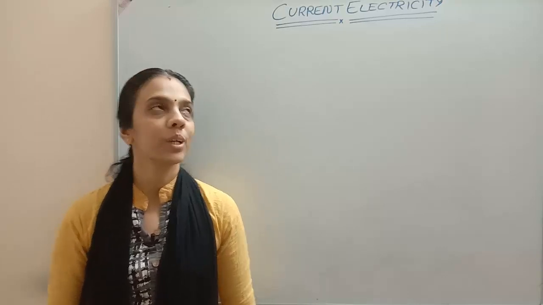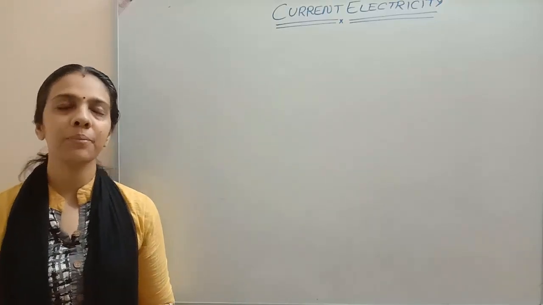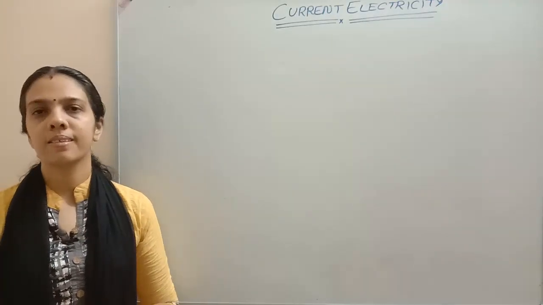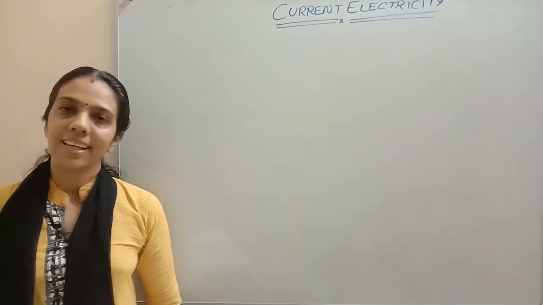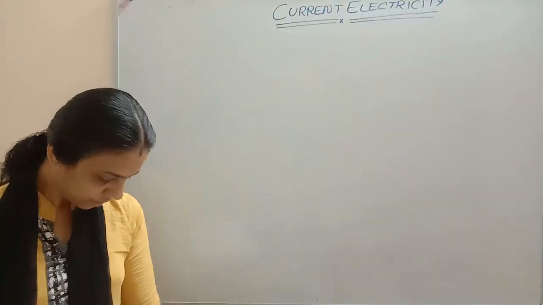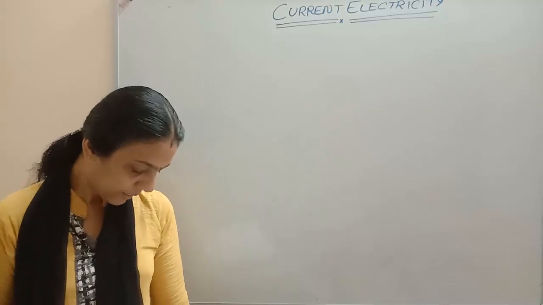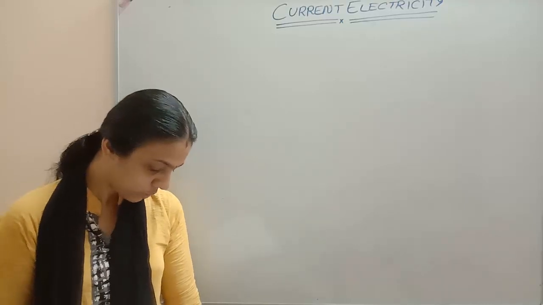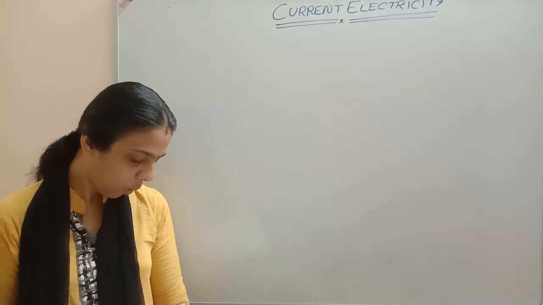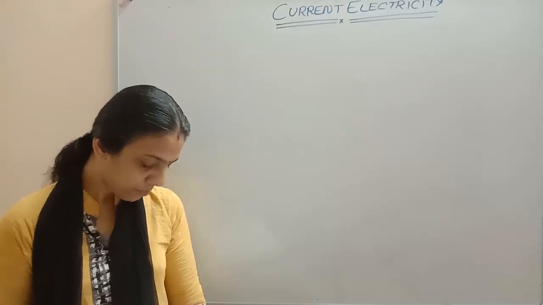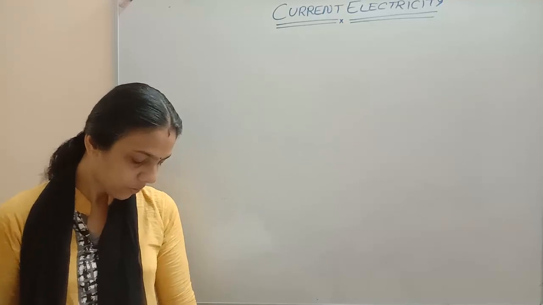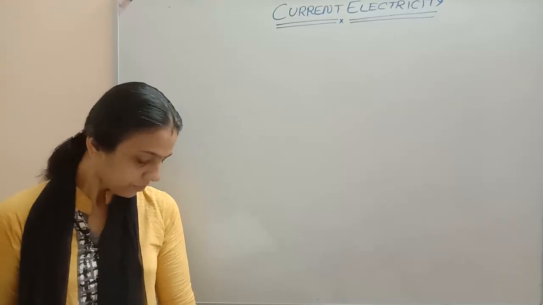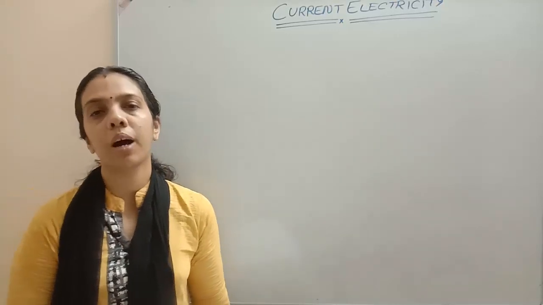In today's video, we are going to continue with our current electricity chapter, and in last class we learned about the EMF and internal resistance and potential difference. Yesterday I gave you one concept checking question: a uniform wire of resistance 12 ohm is cut into 3 pieces in the ratio 1:2:3 and the 3 pieces are connected to form a triangle. A cell of EMF 8 volt and internal resistance 1 ohm is connected across the highest of the 3 resistors. Calculate the current through each part of the circuit.